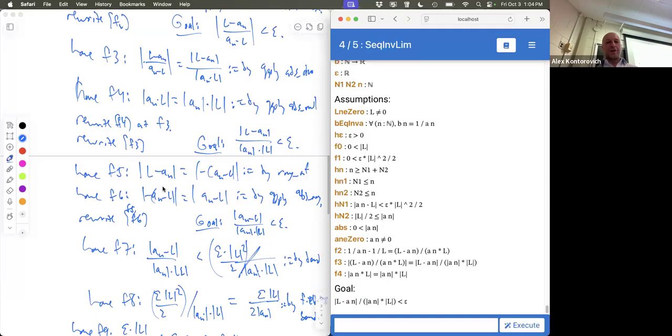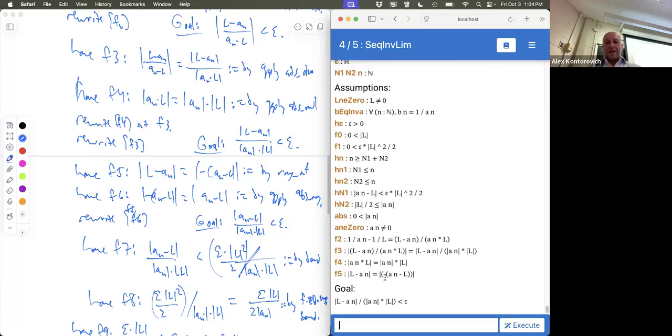Okay, let's work on the numerator. Have F5, that the numerator, L minus AN, is equal to negative AN minus L. That's by ring. And then negative AN minus L, have F6, which is that negative AN minus L is the same thing without the minus sign. That's by apply abs neg.